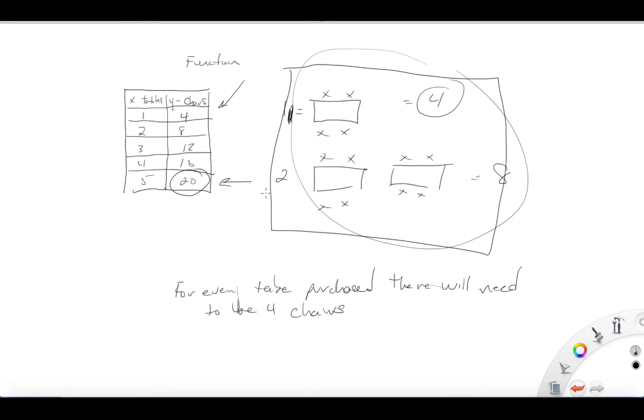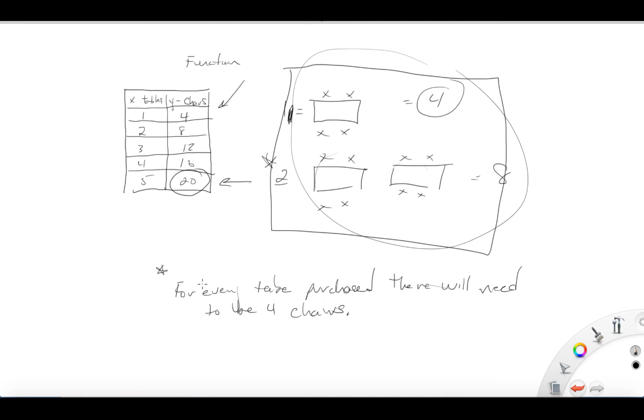So for every table, does that hold true here? Well, yeah, if there's 2 tables, that means there are 4 chairs per table, which means 8, and so on. So there's kind of like a wording explanation. It doesn't have to be exactly like mine. There's several ways to say this, but I'm just giving you an example.